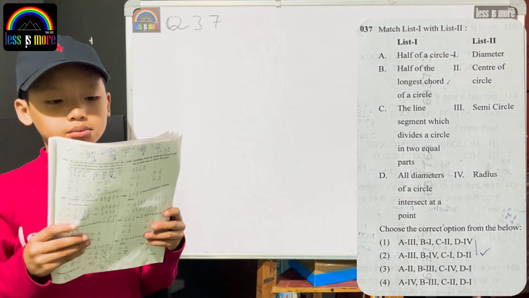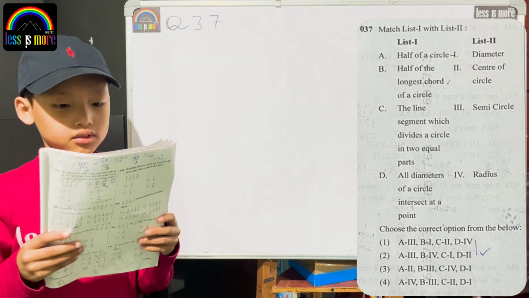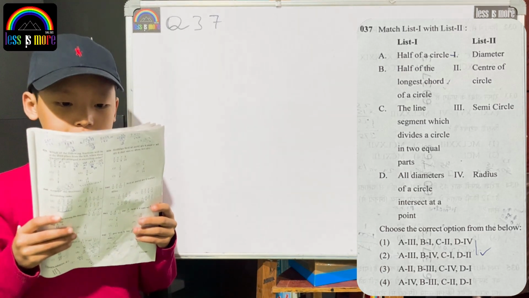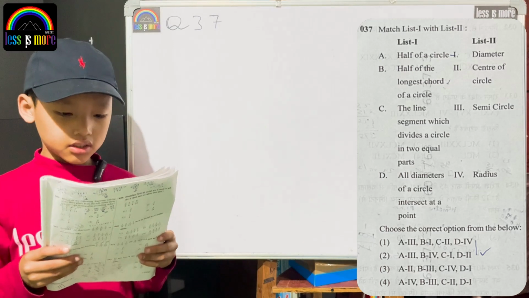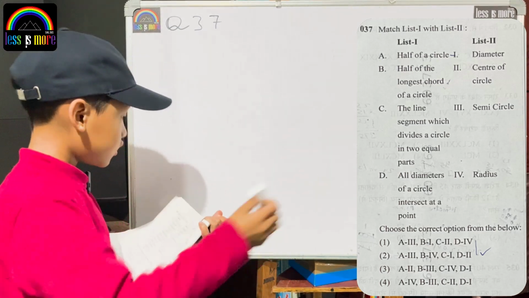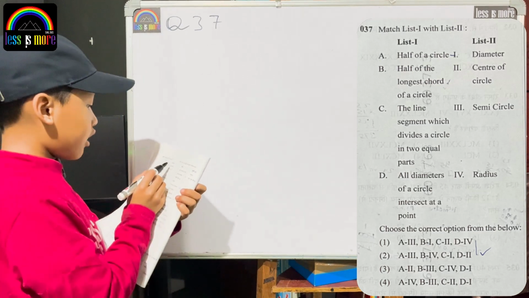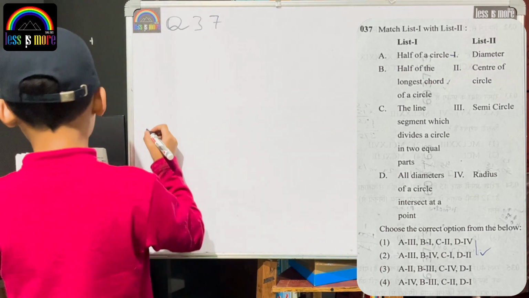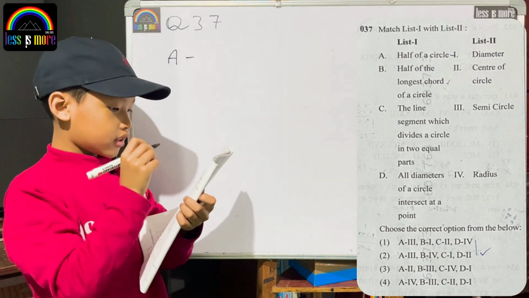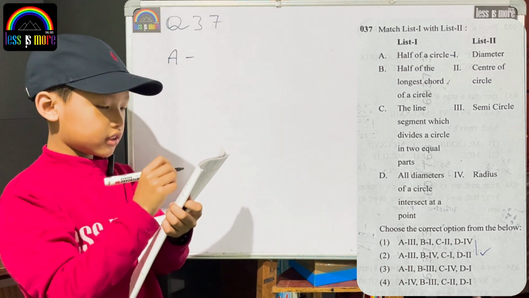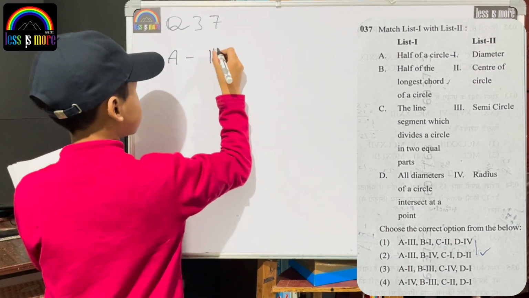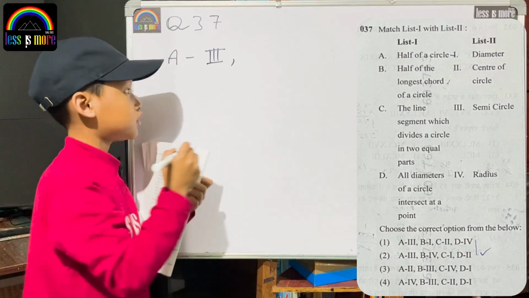On list 2, number 1 is diameter, number 2 is center of circle, number 3 is semicircle, number 4 is radius. So in here, A, half of a circle, is going to be number 3 on list 2, semicircle. That is A equals 3.